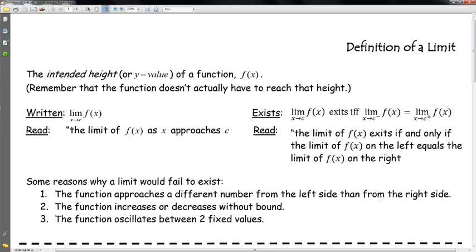And the way we write it is we have the limit as x approaches c of f of x. Please be careful to make sure you have all of those pieces. You have to have a limit of something, so you have to have that f of x written there, some sort of function.